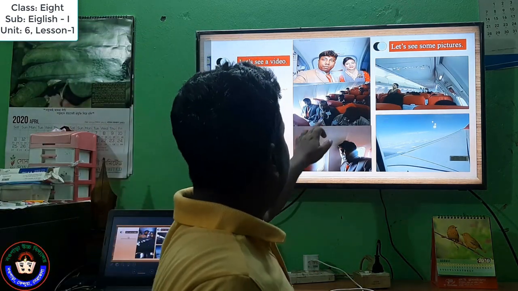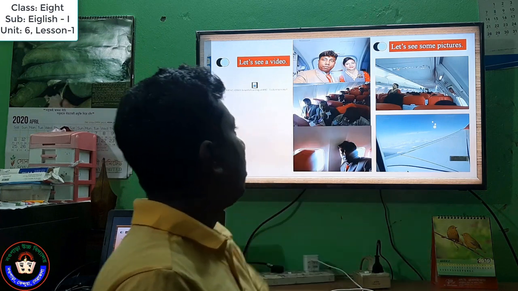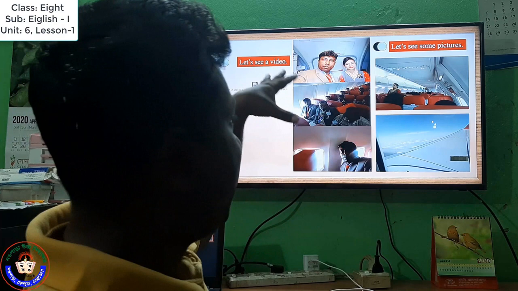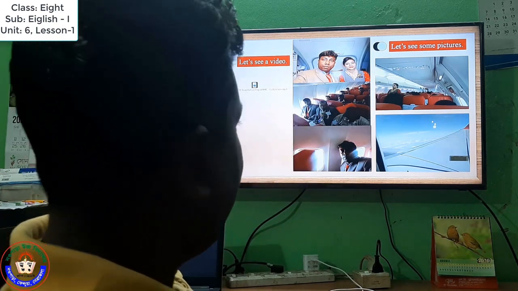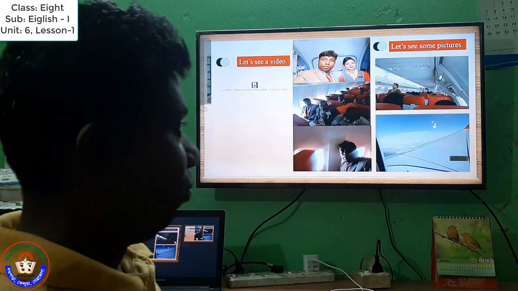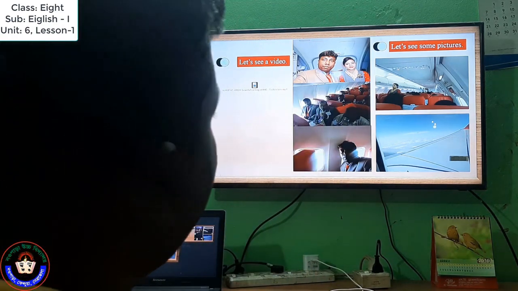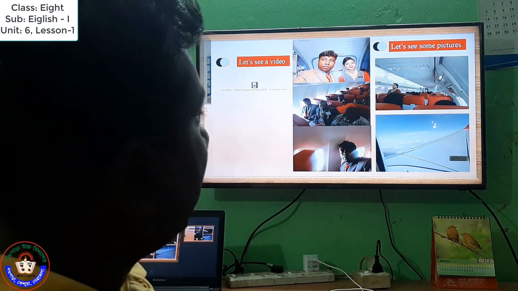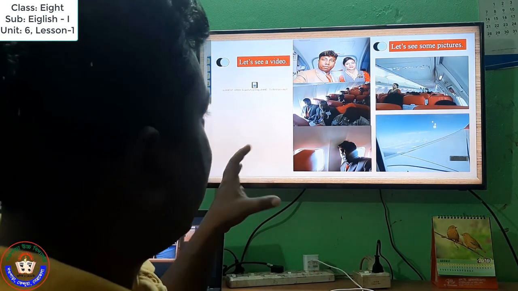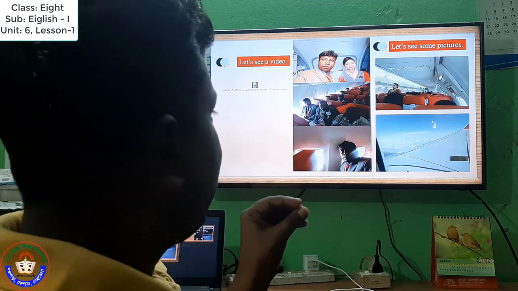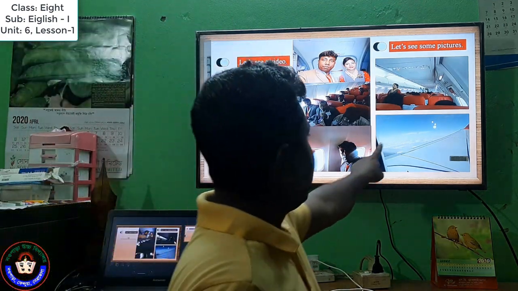If you see this picture, you can see the passengers of the plane are sitting in their seats, and these are the windows. By this window, you can see the outside of the plane. While a plane runs, we can see many nice sceneries, like this one.